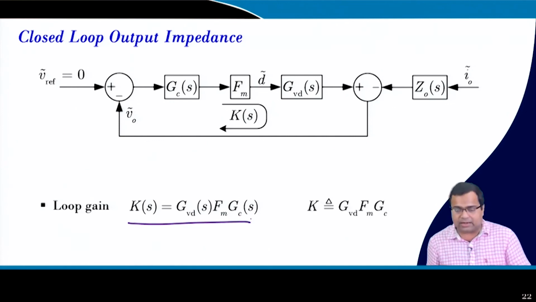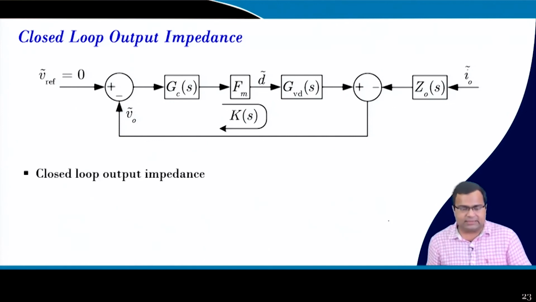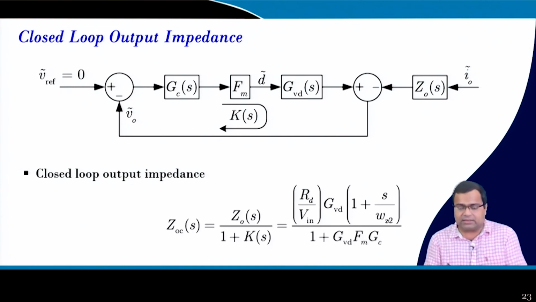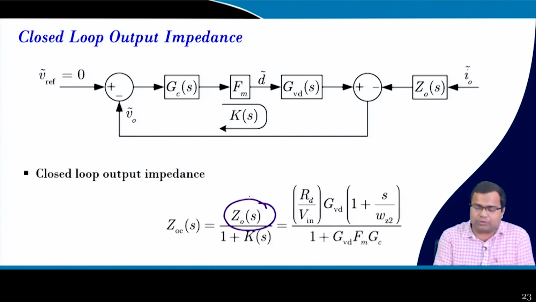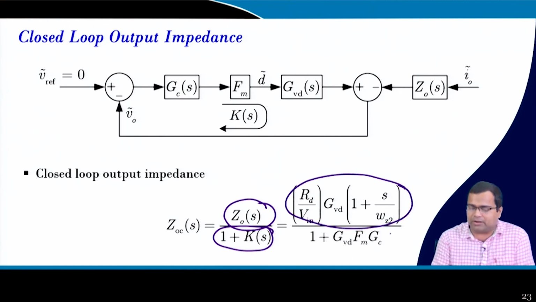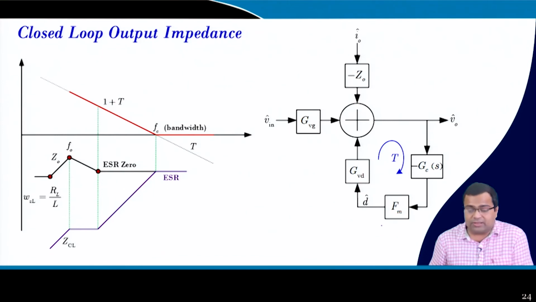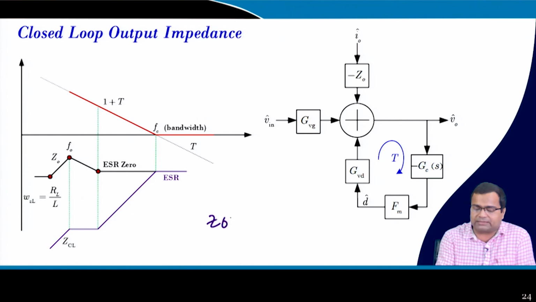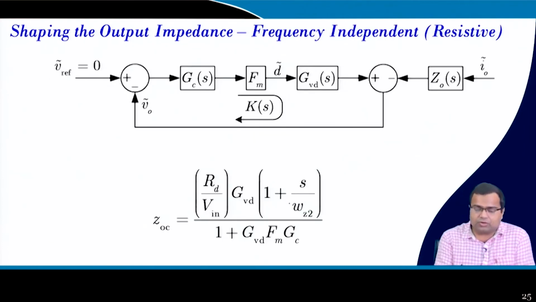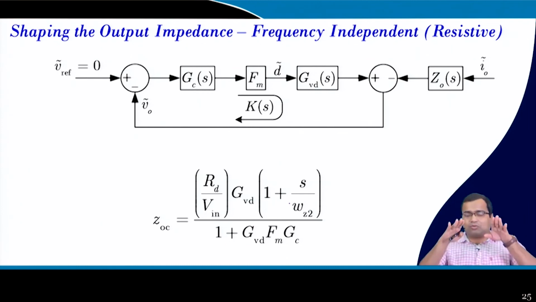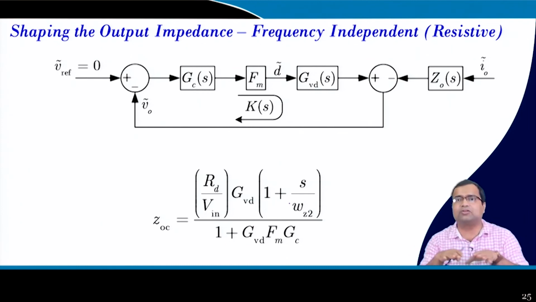Now, next, the closed loop output impedance can be written in terms of the loop gain, this product, and the loop gain can be written like this. The closed loop output impedance expression is the open loop output impedance divided by 1 plus the loop transfer function T, and we have already obtained the output impedance in terms of the control to output transfer function, and the loop gain also has a control to output transfer function. So, the closed loop output impedance can be written as open loop divided by 1 plus this loop, and here is the expression T.